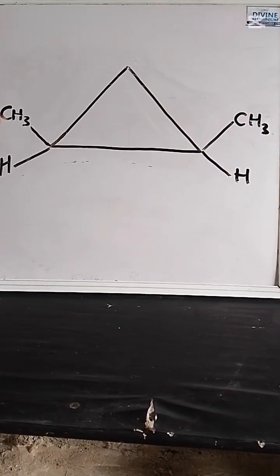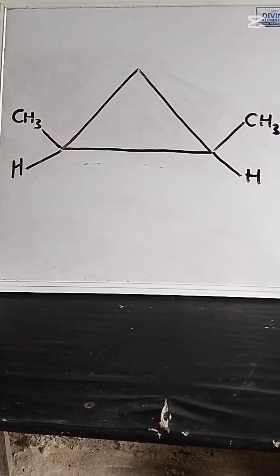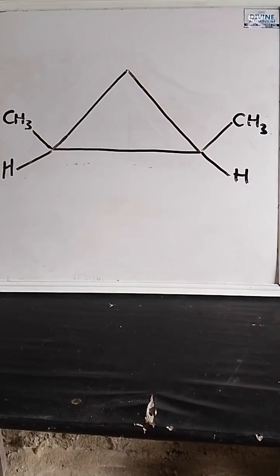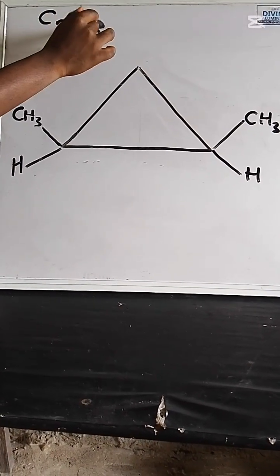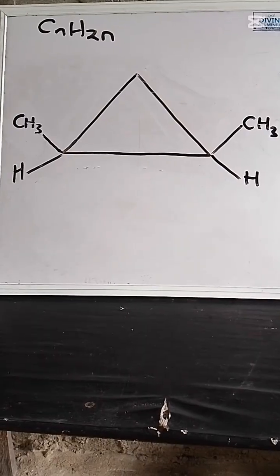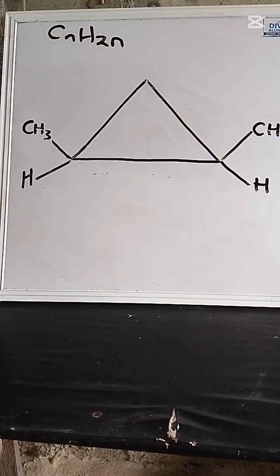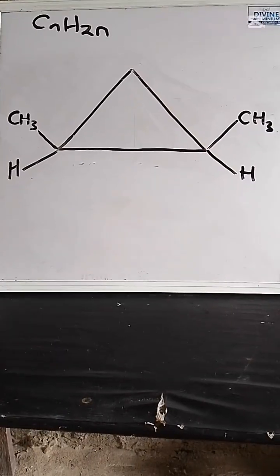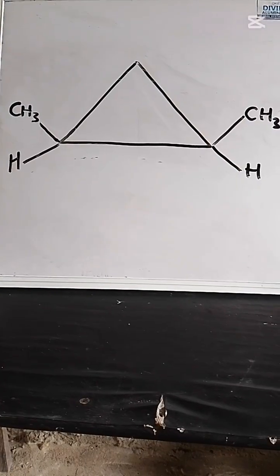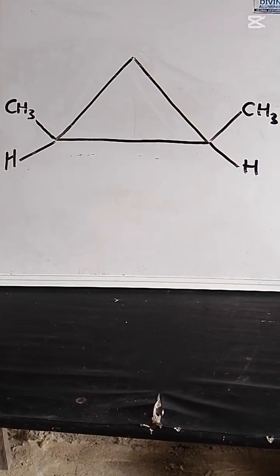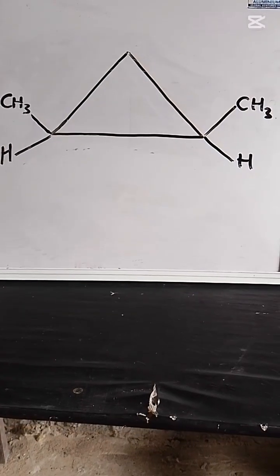Today we are going to be naming this organic compound. Now this is a cycloalkane. And remember, cycloalkanes are ring structures having a molecular formula of CnH2n, because each of their carbon atoms is bonded to two hydrogen atoms. Before moving on to naming this compound, I want you to understand the concept of isomerism, which will lead to us naming this compound effectively.